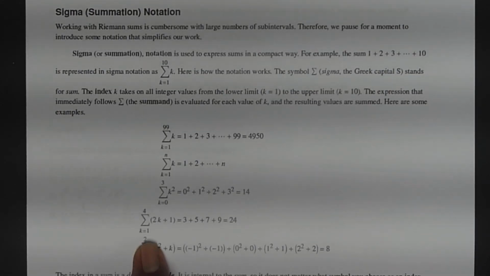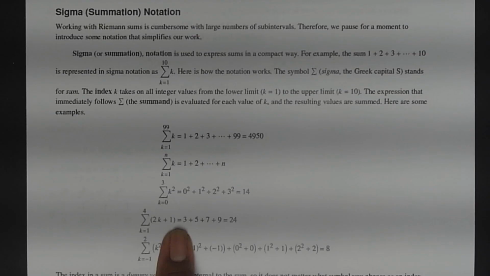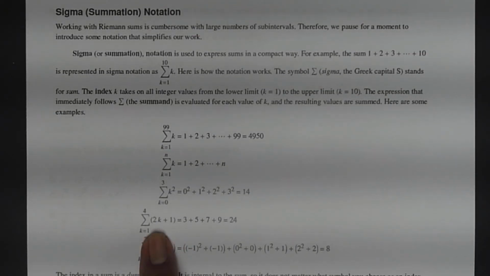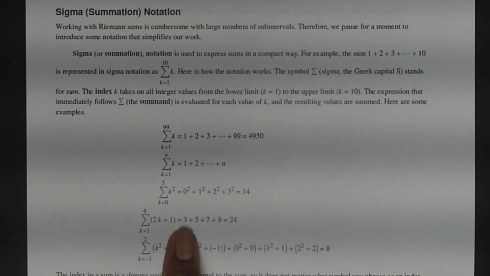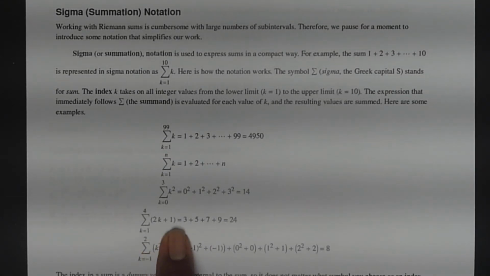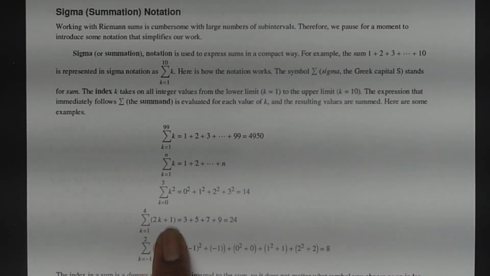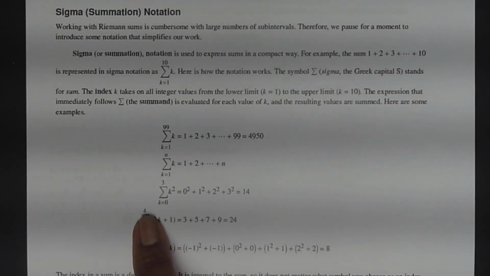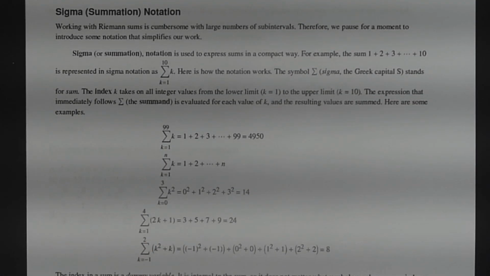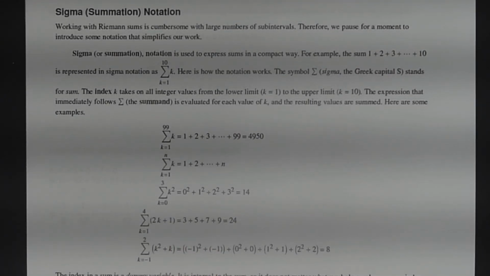And then also the summation from k equals 1 to 4 of 2 times k plus 1. That means each k value we substitute with 1, and that will give you 3. Then the next one will be 2. 2 times 2 is 4 plus 1, which is 5. Then for 3, 2 times 3 is 6 plus 1 is 7. And then for 4, and we stop at 4, 2 times 4 is 8, 8 plus 1 will give you 9. Add 3, 5, 7, and 9 together, you'll get 24.